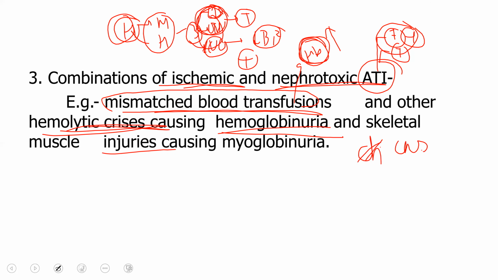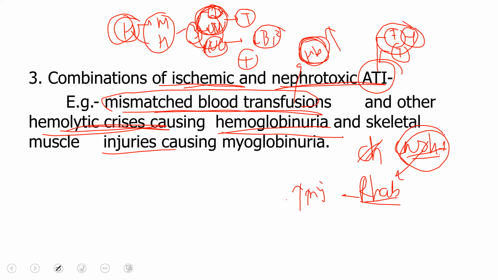So crush injury, and even in case of burns, in case of crush injury, what happens is that there will be severe rhabdomyolysis. There will be breakdown of the muscles resulting in increased myoglobin, and this myoglobin will result in all these mechanisms, and hence it can cause a combination of ischemia and nephrotoxicity, both of them.